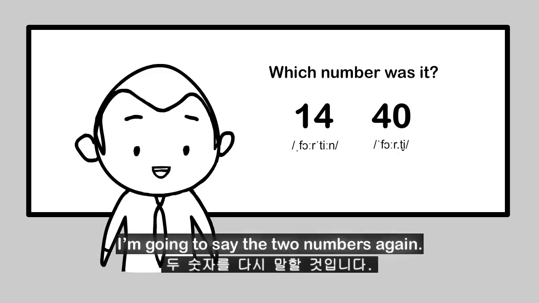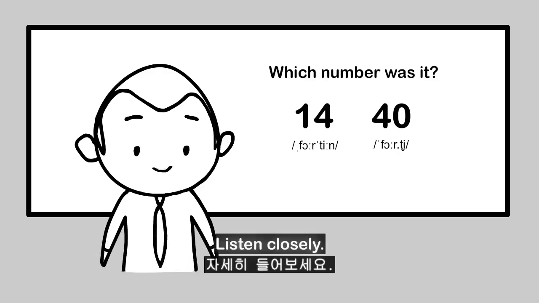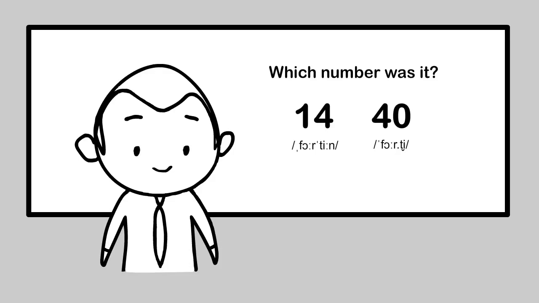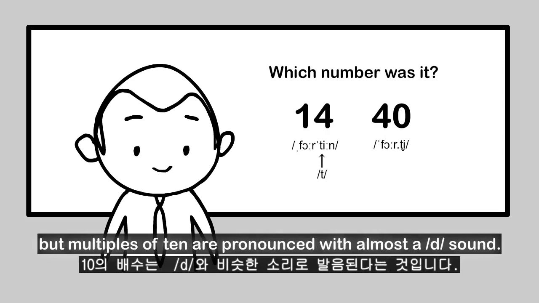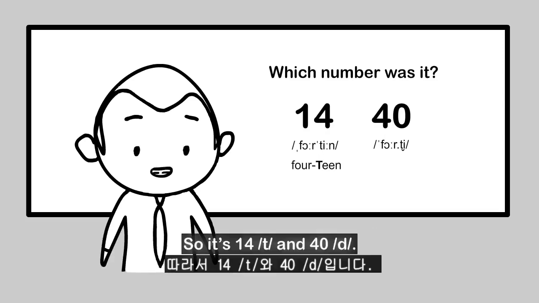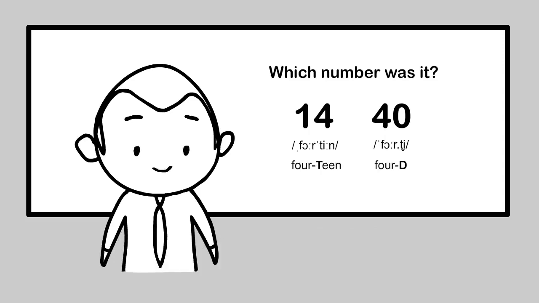I'm going to say the two numbers again. Listen closely. 14. 40. Could you hear it? The difference is that numbers in the teens are pronounced with a T sound, but multiples of 10 are pronounced with almost a D sound. So it's 14 and 40.